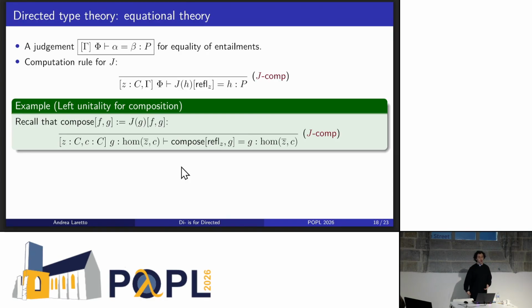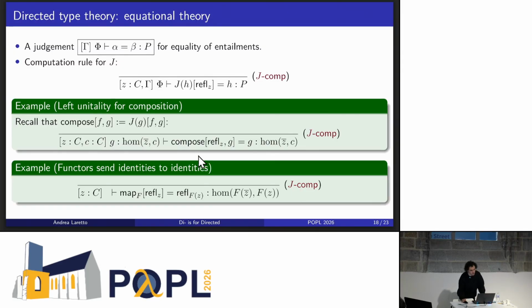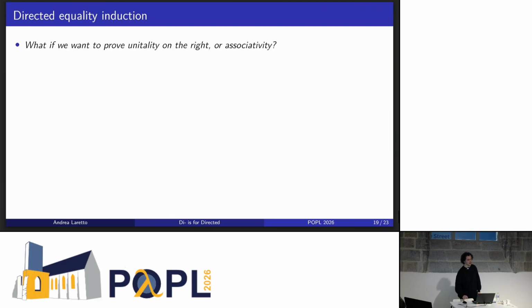And from this, you get automatically, for free, that the composition, the way we defined it, is unital on the left, because we chose to contract the equality on the left, right? And you also get for free that map sends identities to identities, because we just decided to contract the equality. What if we want to prove unitality on the right, or associativity? That's a bit more complicated, right?